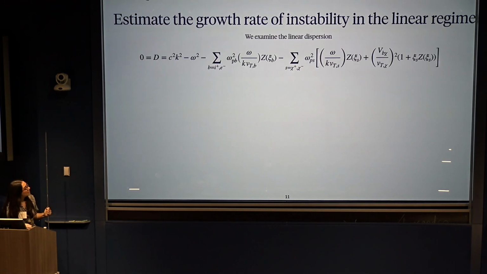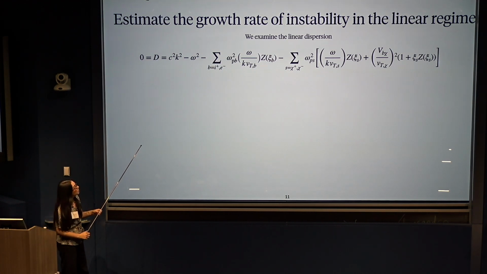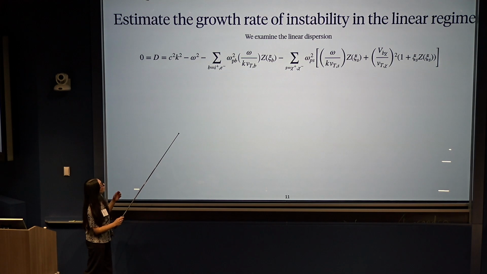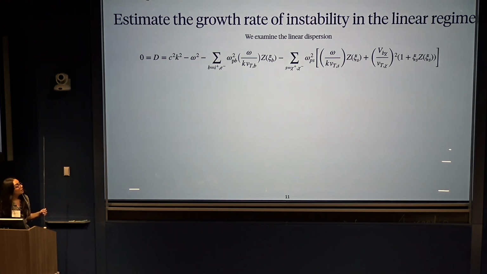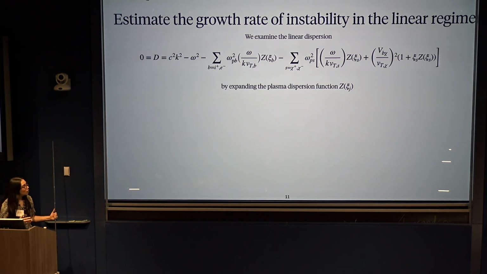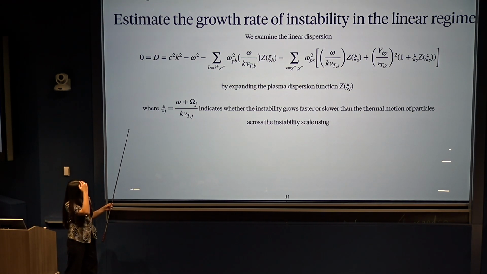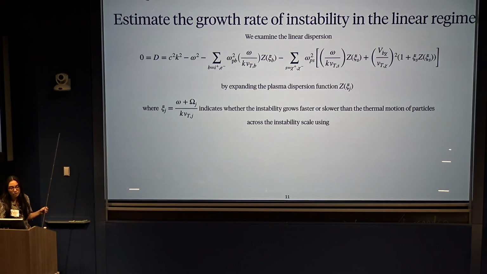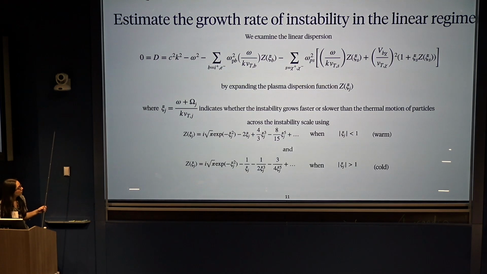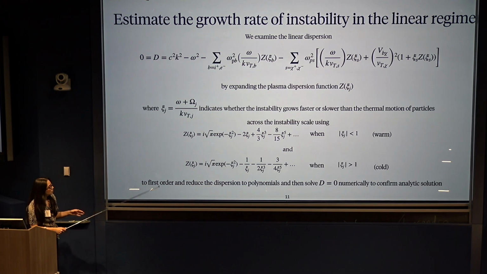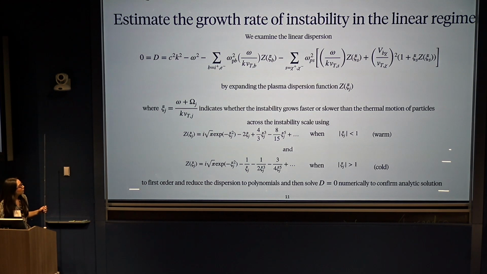OK, so what Matt and I did, which maybe is overkill, is we considered a warm plasma. You don't consider a cold plasma, so you have some Maxwellian describing your distribution function, and so you get this really ugly linear dispersion relation. But what's nice about this is you can expand this plasma dispersion function in various limits to talk about whether your plasma is cold or hot, so you're not limiting yourself to just a cold plasma. The way this is done is with this Xi parameter, which indicates whether the instability grows faster or slower than the thermal motion across the timescale of the instability. These are just the expressions, and we work to linear order to find that gamma parameter for how fast the instability will grow.